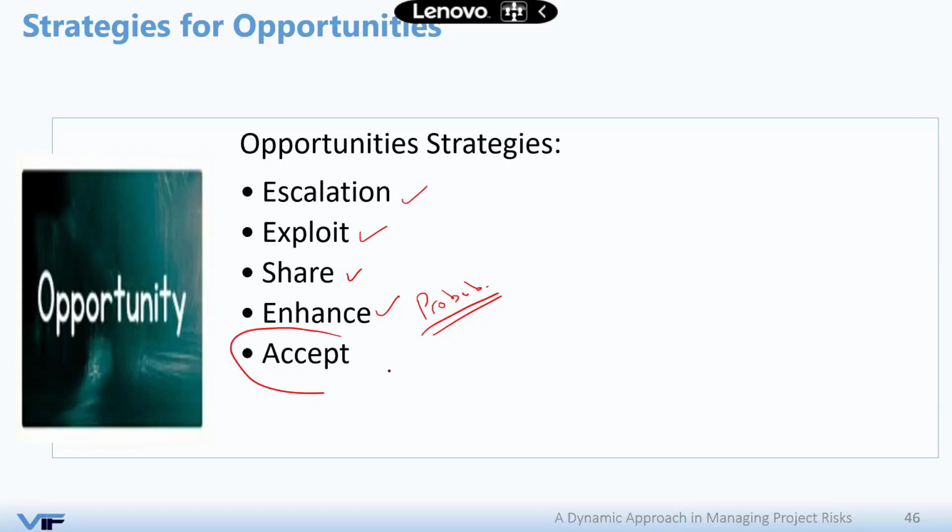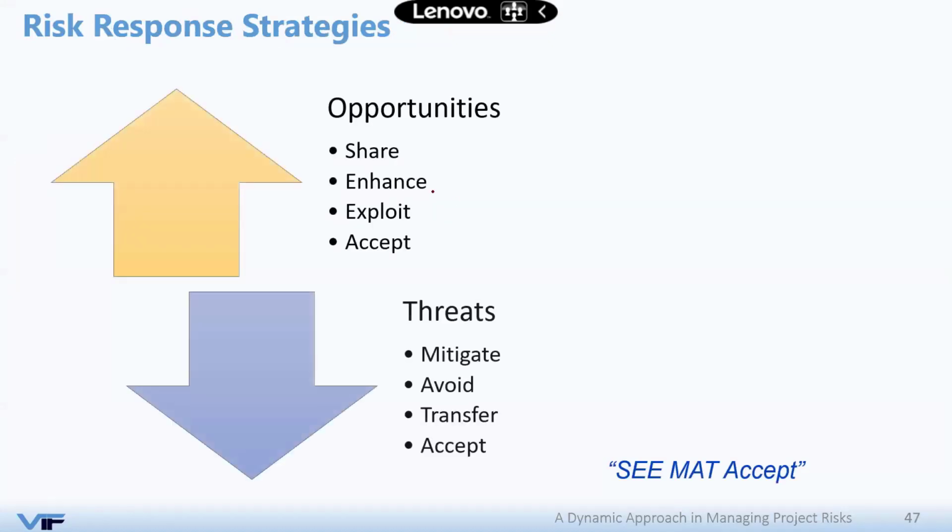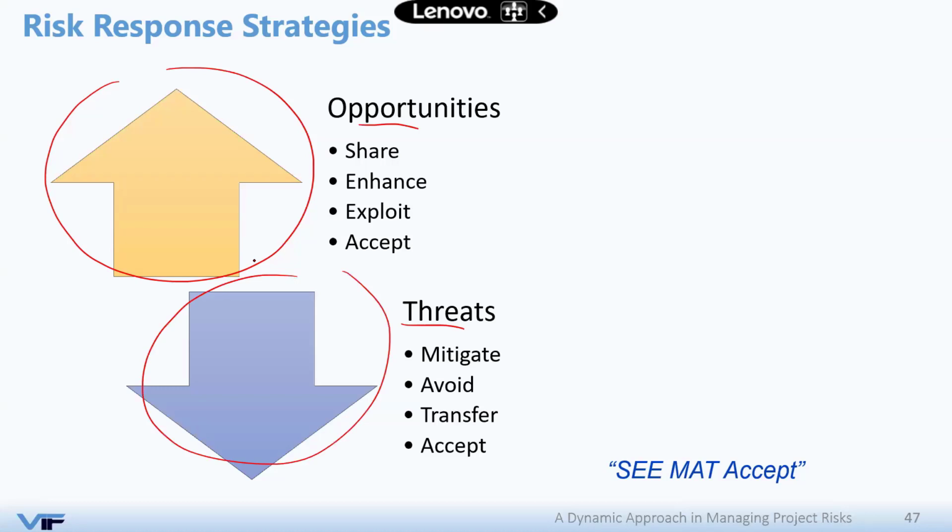The bottom line here is you want to make sure that you have the opportunity and the threat strategies. Remember, for opportunities the goal is to increase the probability and impact of the risks, and for threats it is to decrease the probability and the impact of the risks. And I summarize them under what we call the CMAT acronym here.